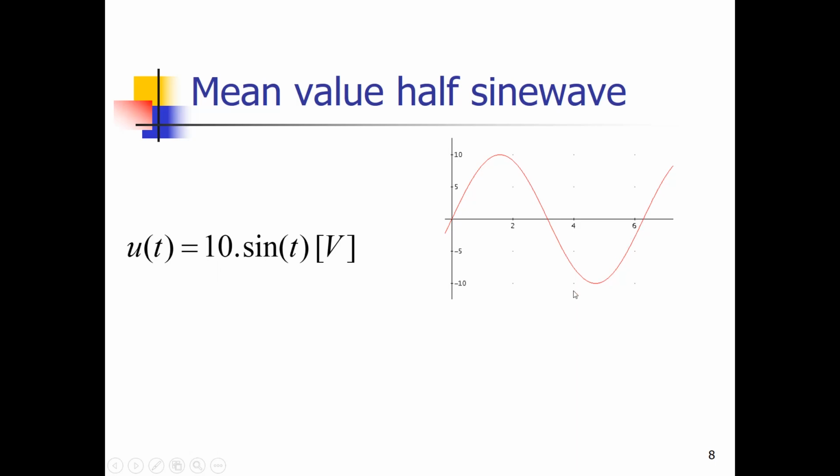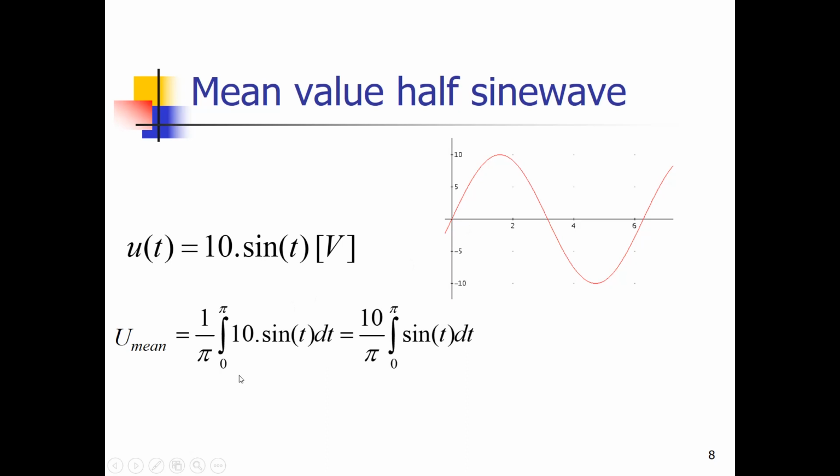And when we want to calculate the mean value of half the sine wave, we have to take the integral of half the sine wave and then divide it by this period, which is pi, 3.14, and then we have the mean value. So let's do it. We take the integral of this signal, so the integral from 0 to pi of this signal 10 times the sine of t, and then we divide it by pi, or we multiply it by 1 over pi.